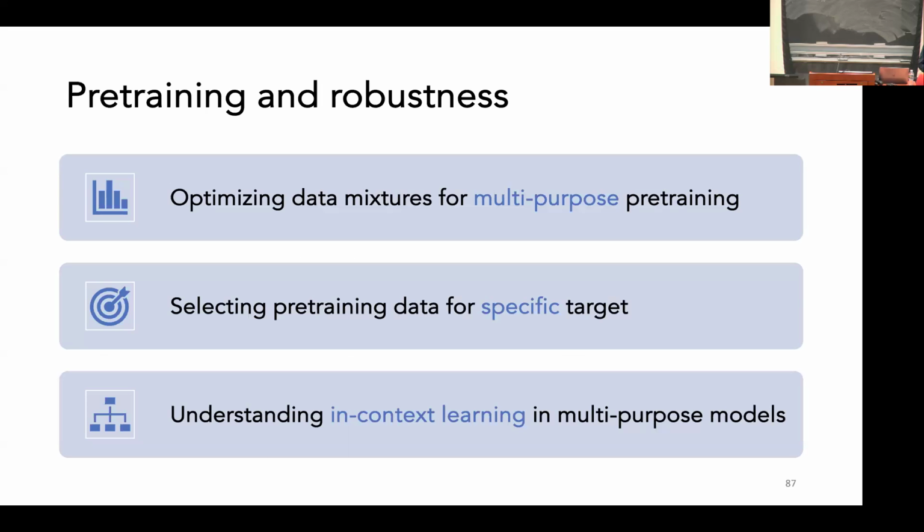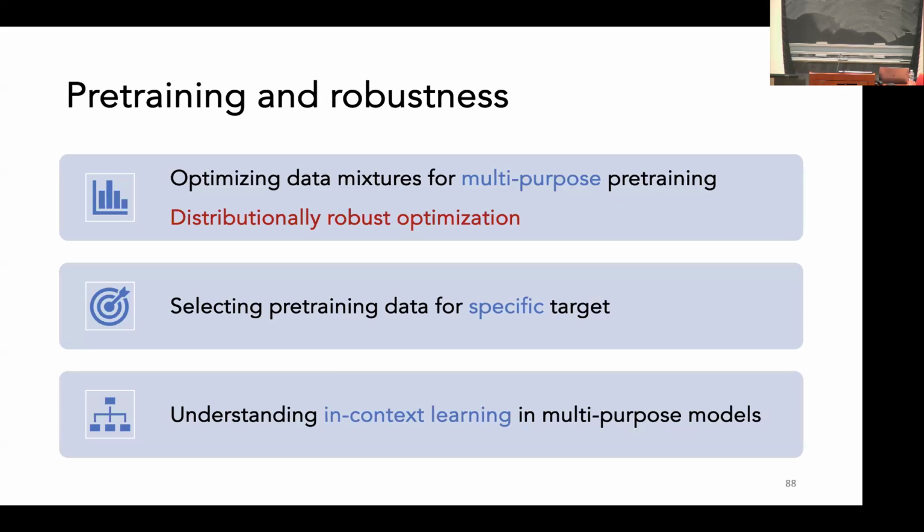Now, I'll wrap up the three sections by just noting that in each section, we touched upon a connection between pre-training and robustness. So what I mean is that, for example, in optimizing data mixtures, we use distributionally robust optimization.